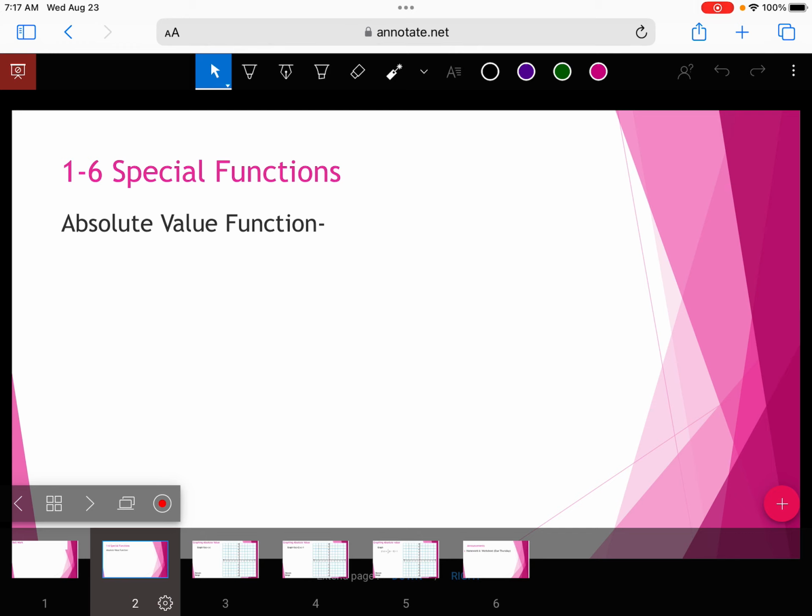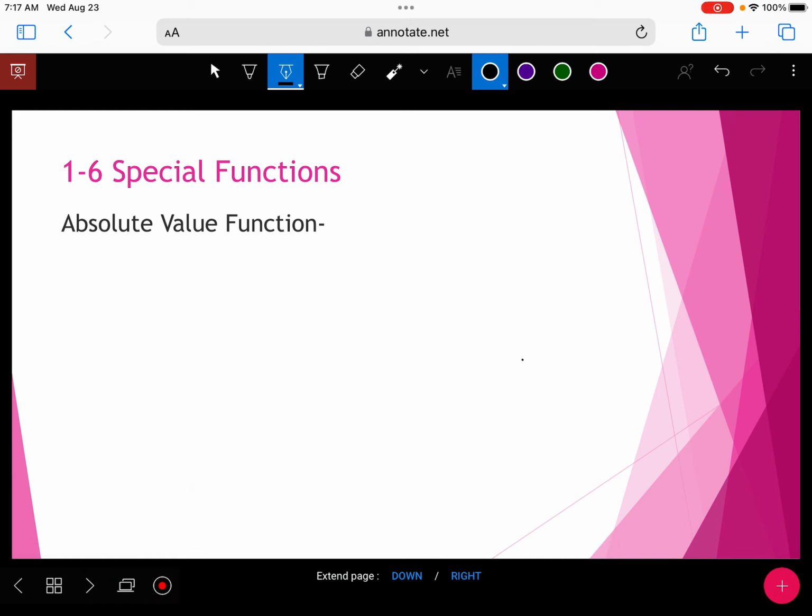All right. So before we can start graphing absolute value functions, we need to remember what absolute value functions are. The absolute value function is written in straight up and down lines, kind of like you took a parentheses and flattened it. That's what an absolute value looks like.